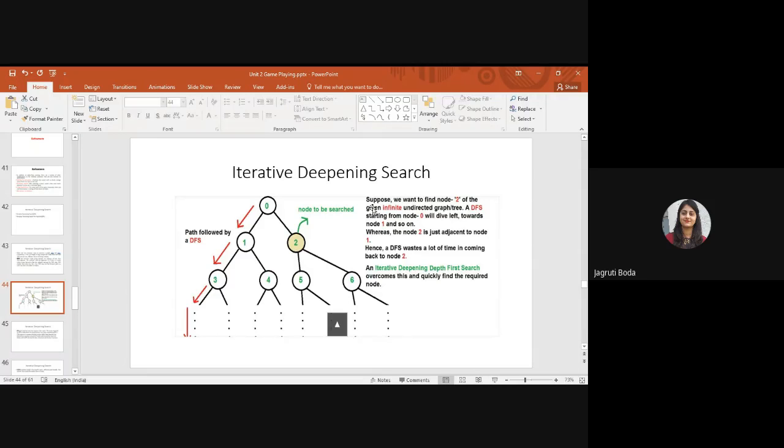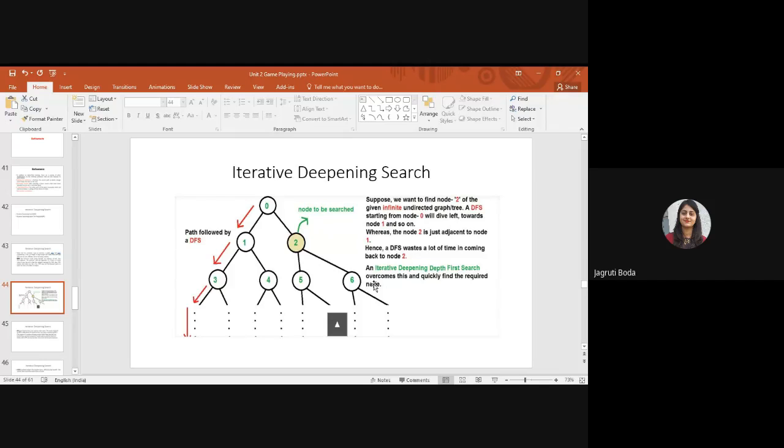Here you can see, suppose we want to find node 2 of an infinite undirected graph. A DFS starting from node 0 will dive left towards node 1 and so on, whereas node 2 is just adjacent to node 0. Hence, a DFS wastes a lot of time in coming back to node 2. An iterative deepening depth first search overcomes this and quickly finds the required node.